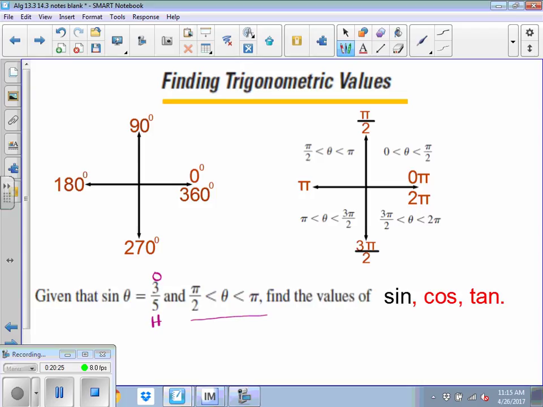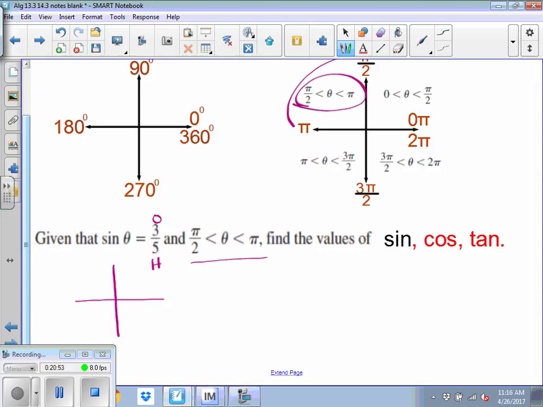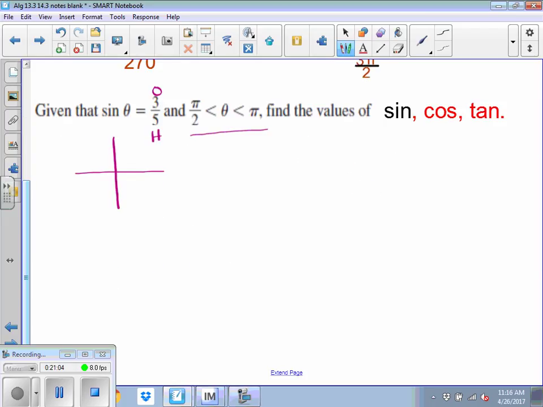And so, this tells me sine is 3/5, that's opposite over hypotenuse. And what quadrant is this? This is saying theta is between pi over 2 and pi. What quadrant is that? That's the second quadrant. That's this quadrant here. That's between pi over 2 and pi. So, you're going to do what we just did. You're going to draw a little makeshift x and y axis, and then you're going to draw a right triangle in the second quadrant.